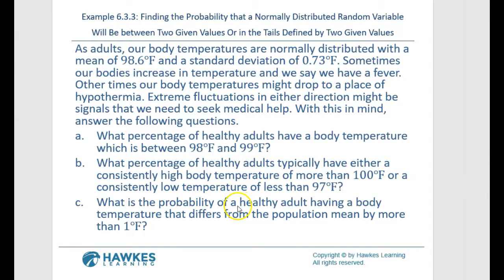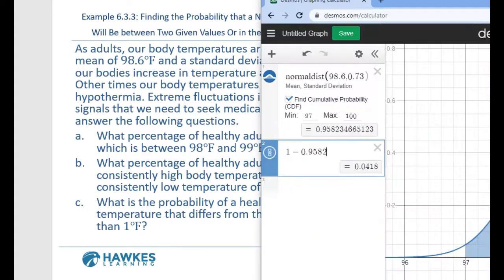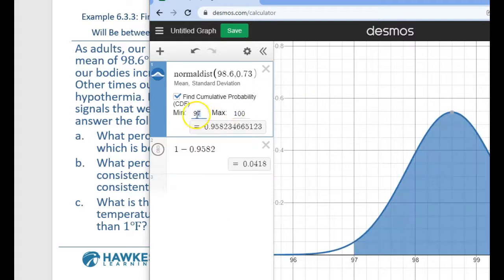All right, and there's my answer to 4 decimal places. All right, what's the probability of a healthy adult having a body temperature that differs from the population mean by more than 1 degree? All right, the mean body temperature is 98.6. So if we went down to 97.6 on that end and 99.6 on the upper end, again, that's the area between the two.